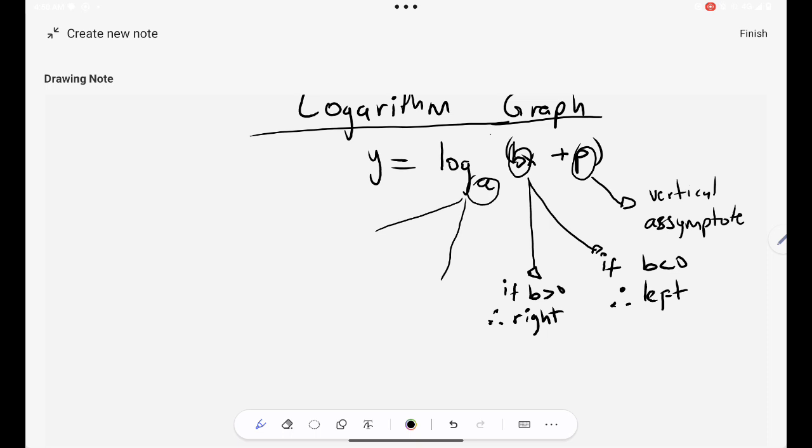Please note that if a is greater than 1, therefore your graph is increasing. All together. But if a is between 0 and 1, therefore your graph is decreasing. All together. Please keep this in mind, guys.